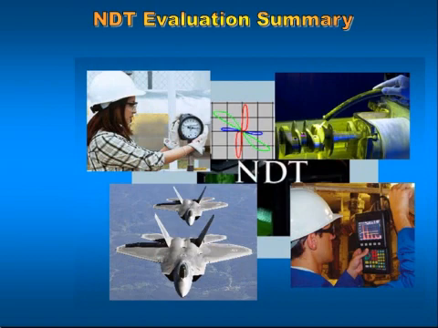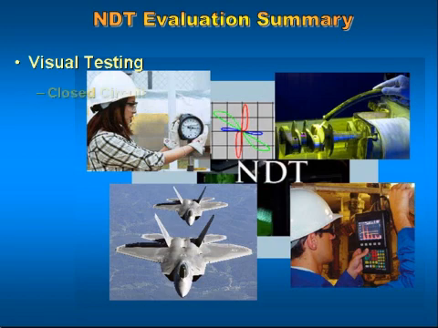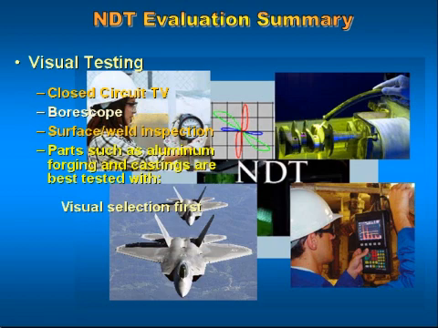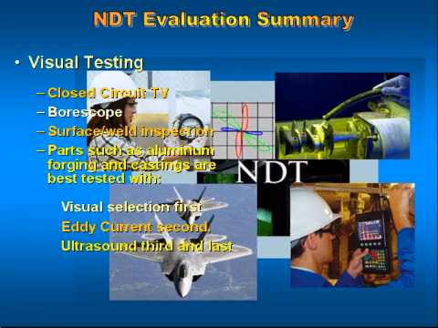NDT Evaluation Summary. The following will be a summary of NDT methods. For visual testing, the most common methods used are closed-circuit TV, borescope, and surface weld inspections. We want to note here that parts such as aluminum forgings and castings are best tested with visual inspection first, followed by eddy current inspection, ultrasonics, and last, dye penetrant. This scenario is considered best practice because of the contaminants that are applied to the part's surface.